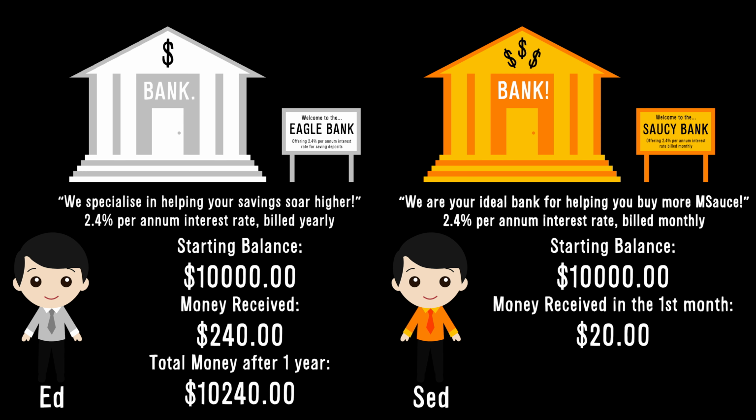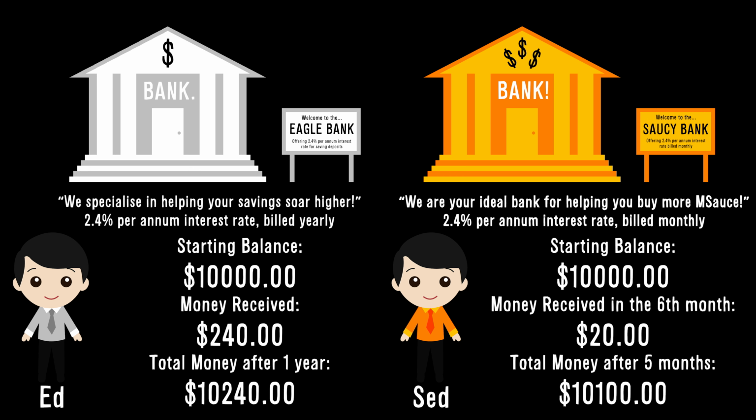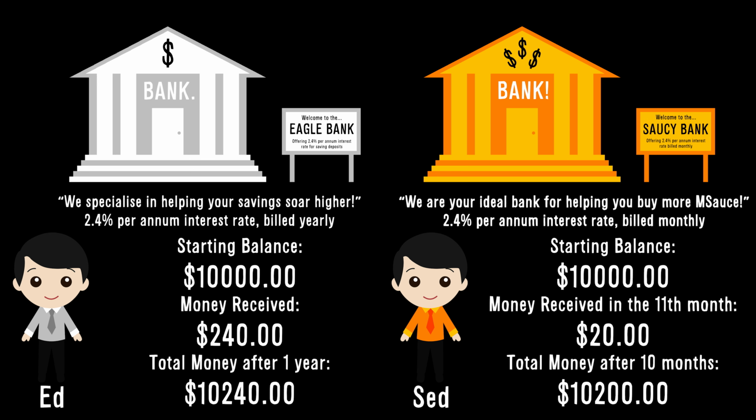In order for Sed to have the same amount of money as Ed while still being paid interest monthly, the Saucy Bank will have to calculate the interest based on how much cash he had at the beginning. And then after 1 year, update that amount of cash. Then it will be the same as a yearly interest, only the interest is paid monthly. But what if the interest was given more often, say per dies, Latin for every day?